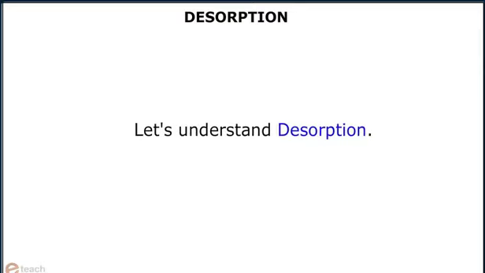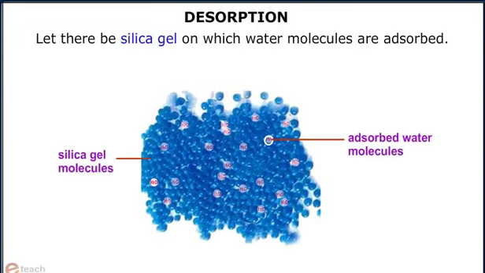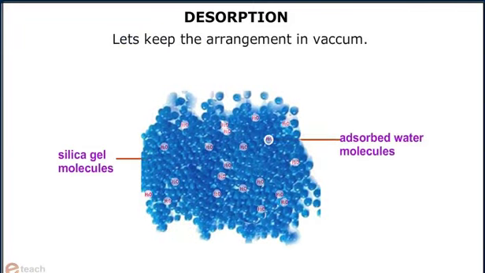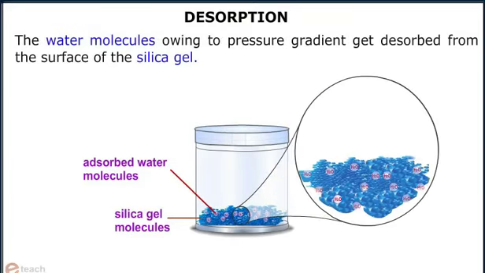Desorption. Let us now understand desorption. Let there be silica gel on which water molecules are adsorbed. Let's keep the arrangement in vacuum. The water molecules, owing to pressure gradient, get desorbed from the surface of the silica gel.